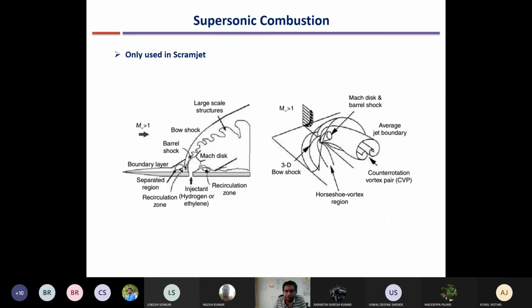Then we'll finish this with a brief discussion about how the combustion mechanism is sustained in case of supersonic combustion or scramjet engines. So only for scramjet engines we have supersonic combustion. Do you know the reason? I have discussed in one previous class why supersonic combustion is required in scramjet engines. Means why the scramjet engines are designed? Why not ramjets? What is the advantage of scramjets? I have discussed this previously.